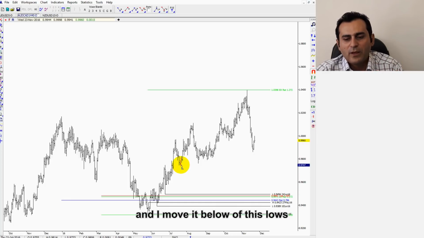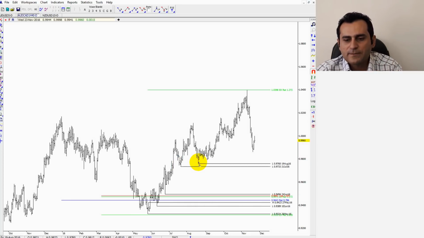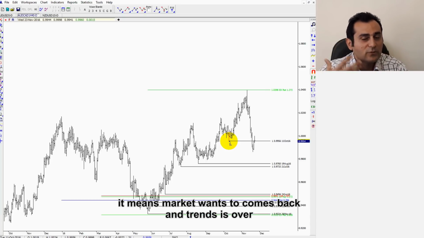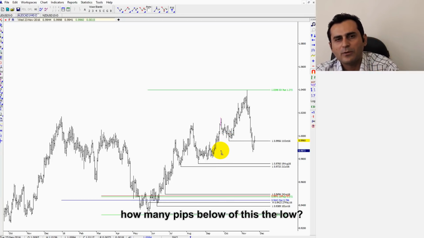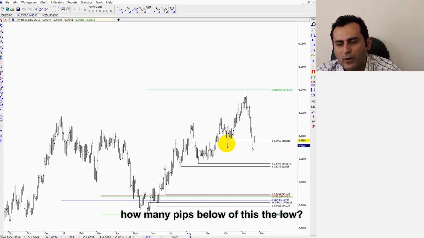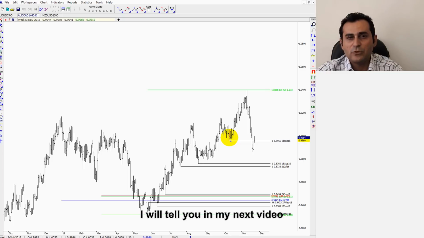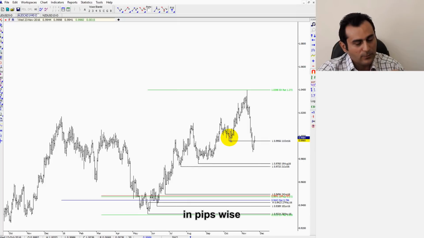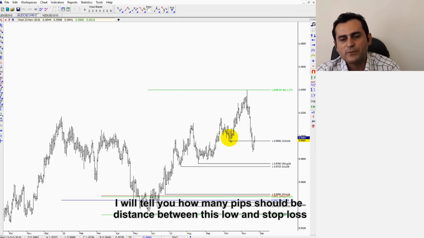And I move to below of these lows because it's a rational distance to price, and if it hits it, it means markets want to come back and the trend is over. And how many pips below of these lows, I will tell you in my next video, because in the next video I will talk about how to set trade stop loss properly pip-wise, and I will tell you how many pips you should make a difference between this low and your stop loss.